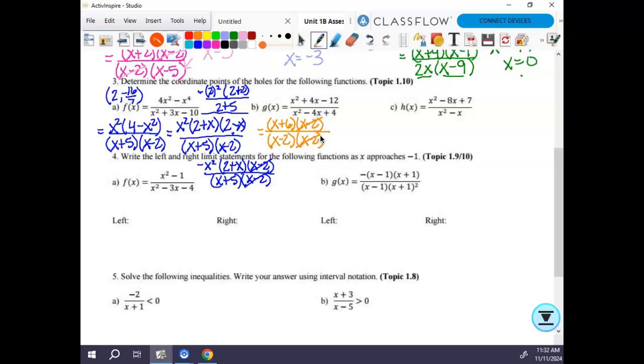Looks like I have a hole at x equals 2, but, so if I wanted to say a hole at x equals 2, but then look, I also have a vertical asymptote at x equals 2. Which one wins? The vertical asymptote. So I actually don't have that, and it is no holes.